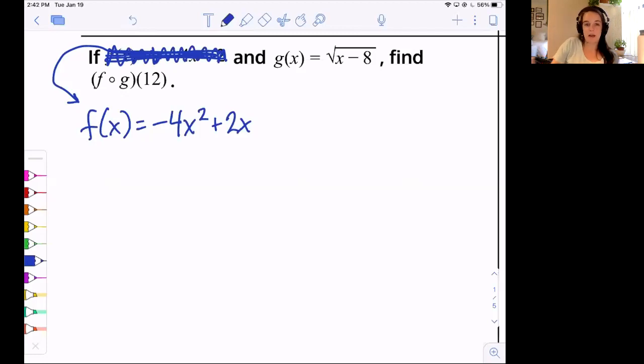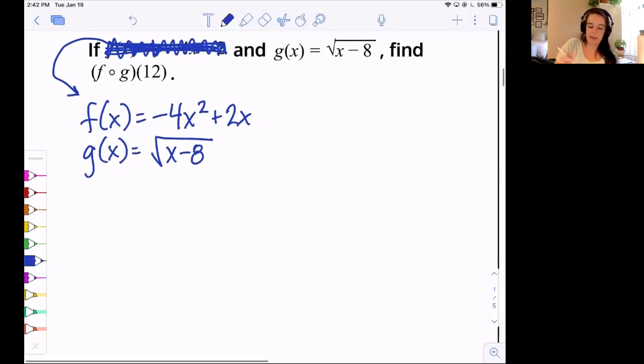Okay, team. So that's our f of x. We also have g of x. We're leaving g of x the same, so square root of x minus 8. And we are doing f of g of 12.